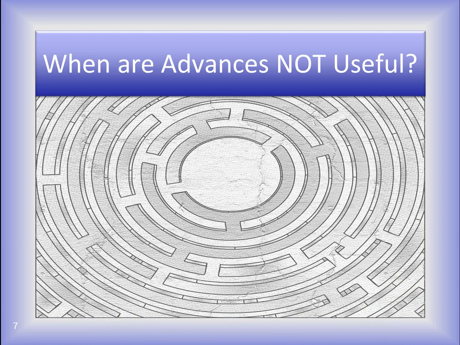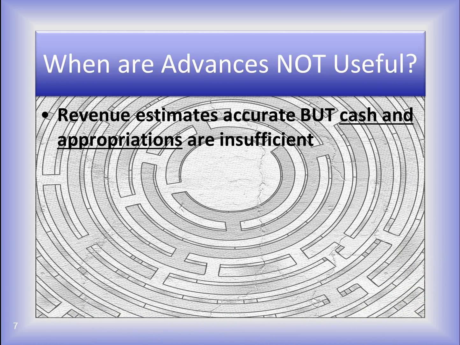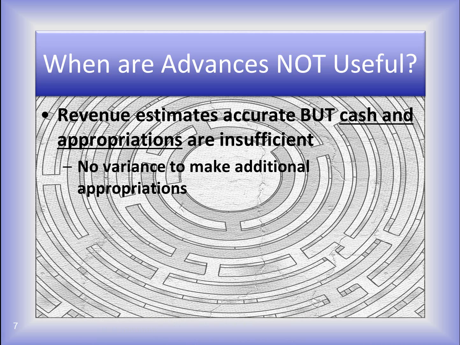When is an advance not useful? When revenue estimates are accurate, but cash and appropriations are insufficient for operations. There's no variance to make additional appropriations. This is not a cash flow problem. This fund doesn't generate enough revenue to operate.